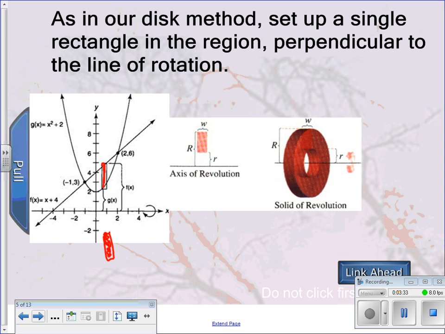So do a quick sketch. Don't get carried away on the details. The things you need to know are the equations, x squared plus 2 and x plus 4. And you need to know the bounds.